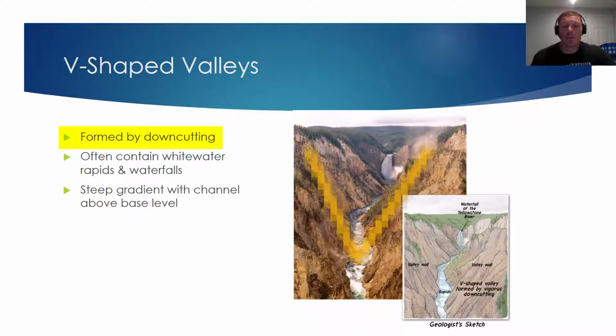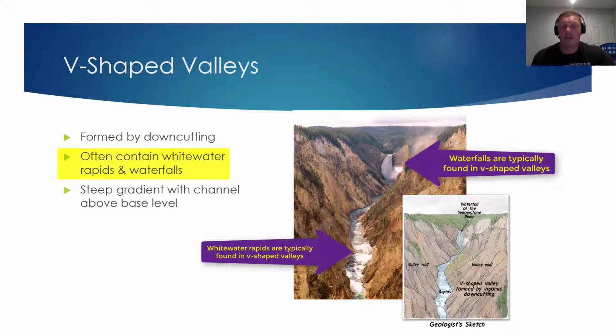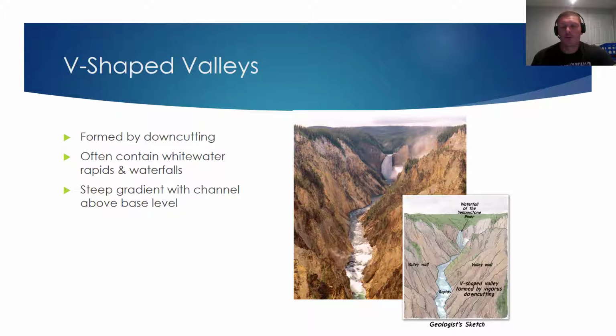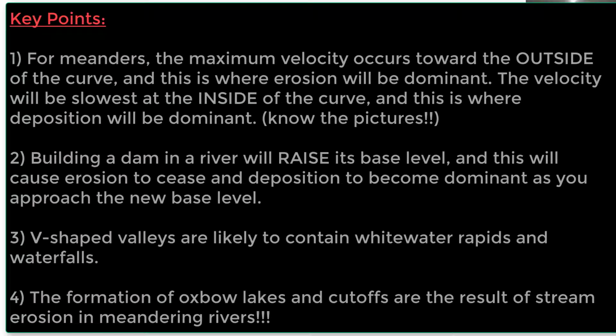You can imagine the water in this picture knifing deeper and deeper into this valley to form that really distinct V-shape. Your V-shaped valleys will often contain things like whitewater rapids and waterfalls. Generally speaking, you won't find whitewater rapids and waterfalls in meandering sections of a river. And as previously mentioned, V-shaped valleys will have very steep gradients, and the river channel will be significantly higher than base level. Okay, that's the conclusion of this vodcast.